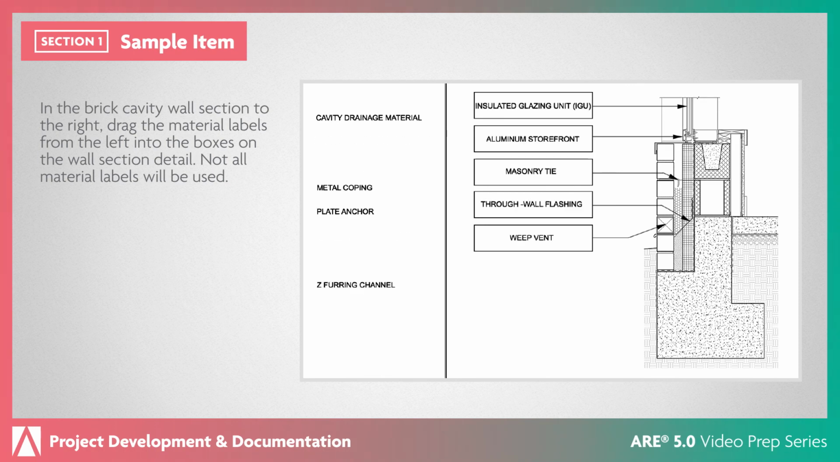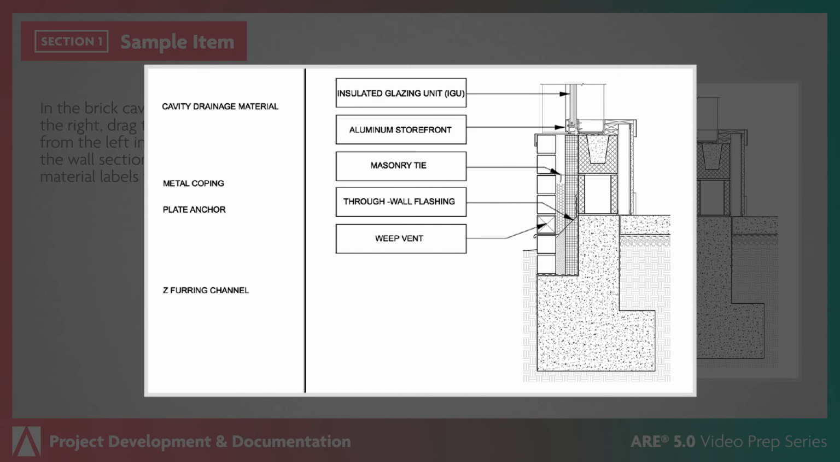Here is the correct response. The wall section detail provided represents a brick cavity wall with CMU backup construction. This type of wall system is illustrated and described in Architectural Graphic Standards. As part of this wall system, masonry ties are required to anchor the brick veneer to the backup wall. Through-wall flashing is required to divert moisture that has entered the wall cavity to the outside through weep vents or holes.